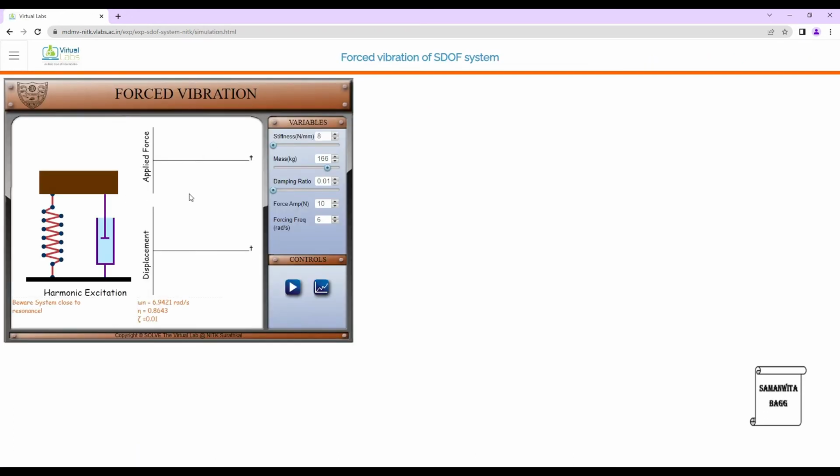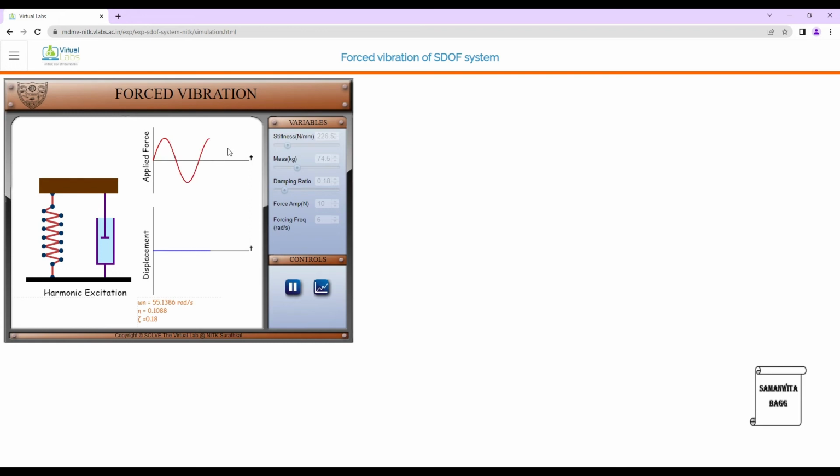As told in the procedure, we'll first change the stiffness value. Also we'll change the mass to a certain value. The damping ratio initially should be very less. It should be less than 0.3. So let me make it 0.18. Let me keep the force amplitude at 10 Newton and forcing frequency as 6 radians per second. This is omega. So when you start, you can see this kind of a force applied.